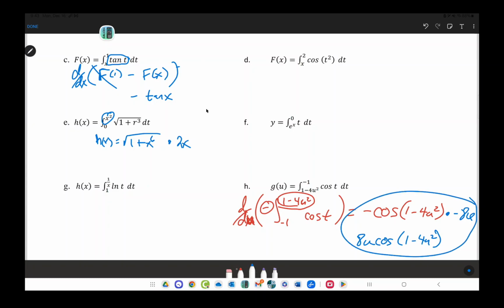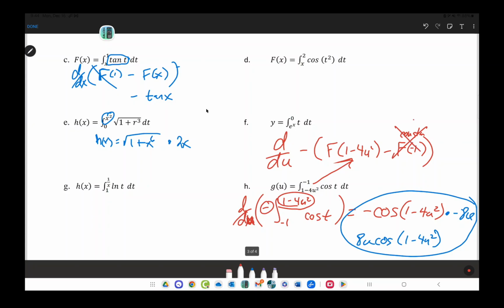So again, if you're just going to take it at face value, this is the way to do it. What you're really doing is negative F of 1 minus 4u squared minus F of negative 1, and you're taking the derivative of this. The integration would look like this: capital F of the upper bound minus capital F of the lower bound, which is the antiderivative. This right here is a constant. So when we take the derivative of a constant, it just becomes 0.